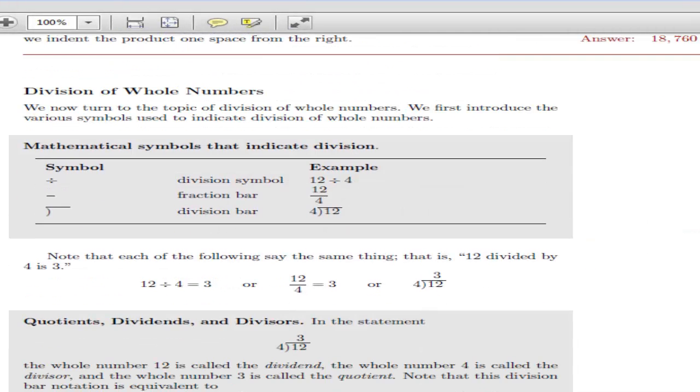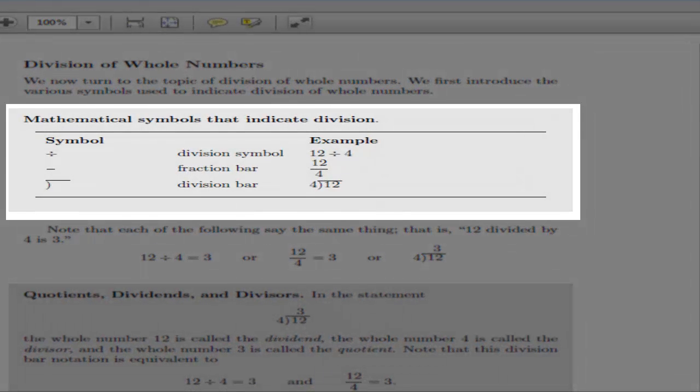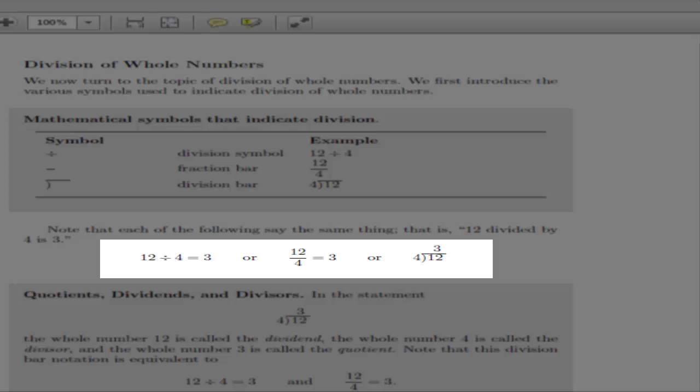Division of whole numbers. We now turn to the topic of division of whole numbers. We first introduce the various symbols used to indicate division of whole numbers. So in the following table, we have the following mathematical symbols that indicate division: the division symbol, a fraction bar, and the division bar. Note that each of the following say the same thing, that is, 12 divided by 4 is 3.